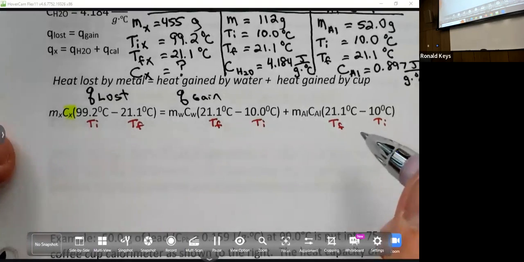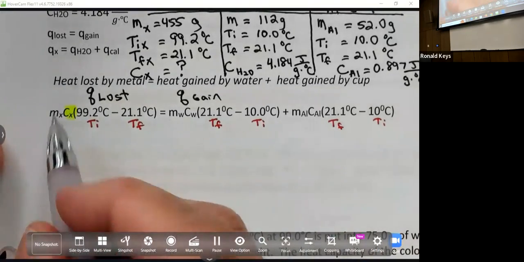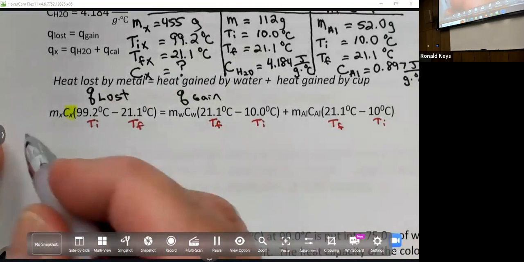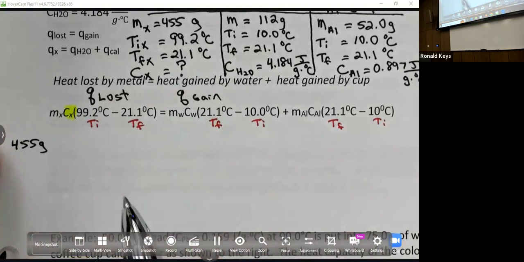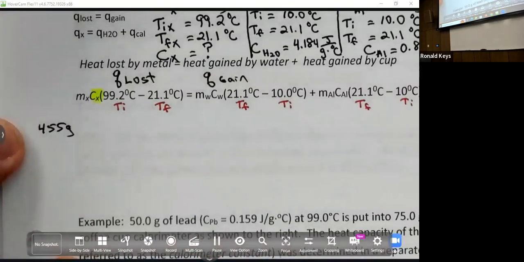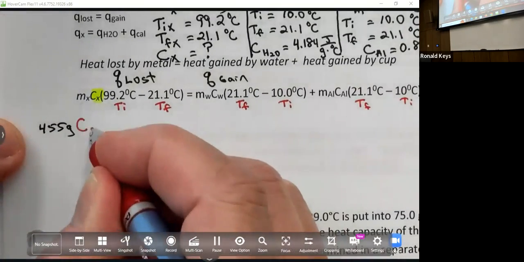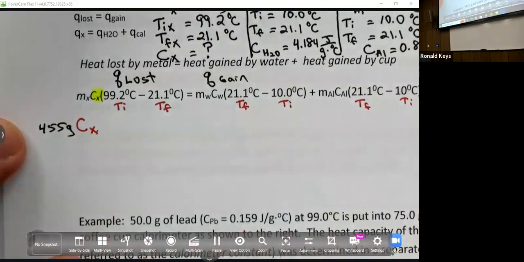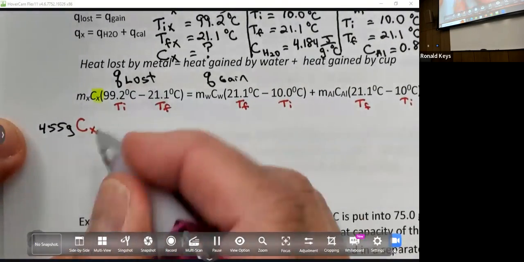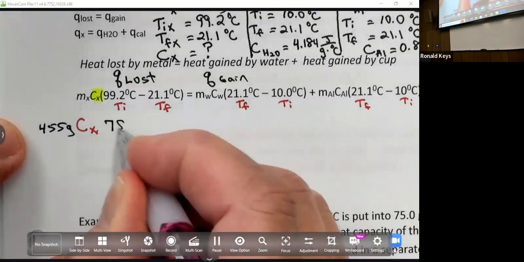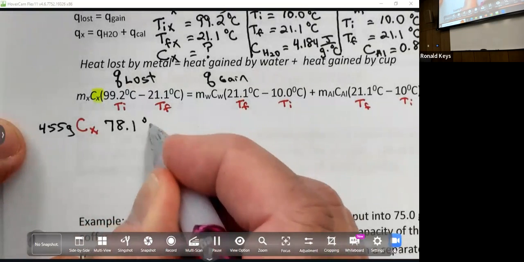Well, we can put some numbers in here now. The mass of our metal is 455 grams. We're trying to solve for the specific heat. That's what we're looking for. And the temperature change, we can subtract it out. This is 78.1.